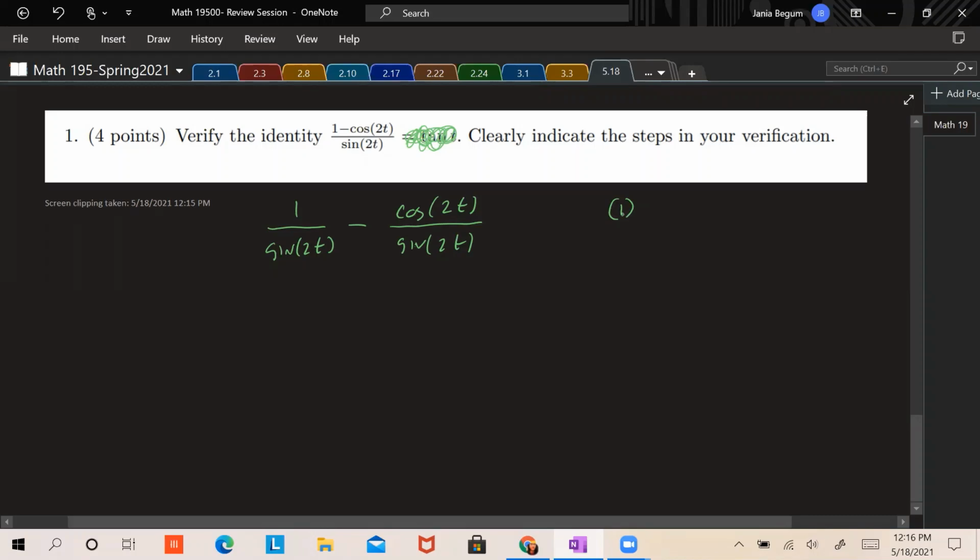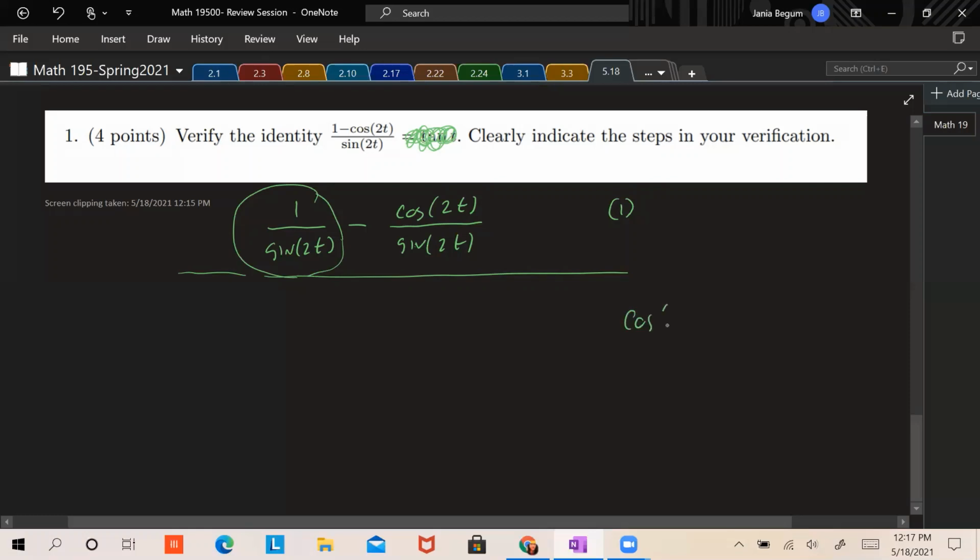Now, I think I'm going to just plug in the double angle formulas. Do you guys want to do it that way? I'm going to do that because this is not going to simplify much if I separate them. So I'm just going to plug in the double angle formula for cosine 2t and sine 2t.